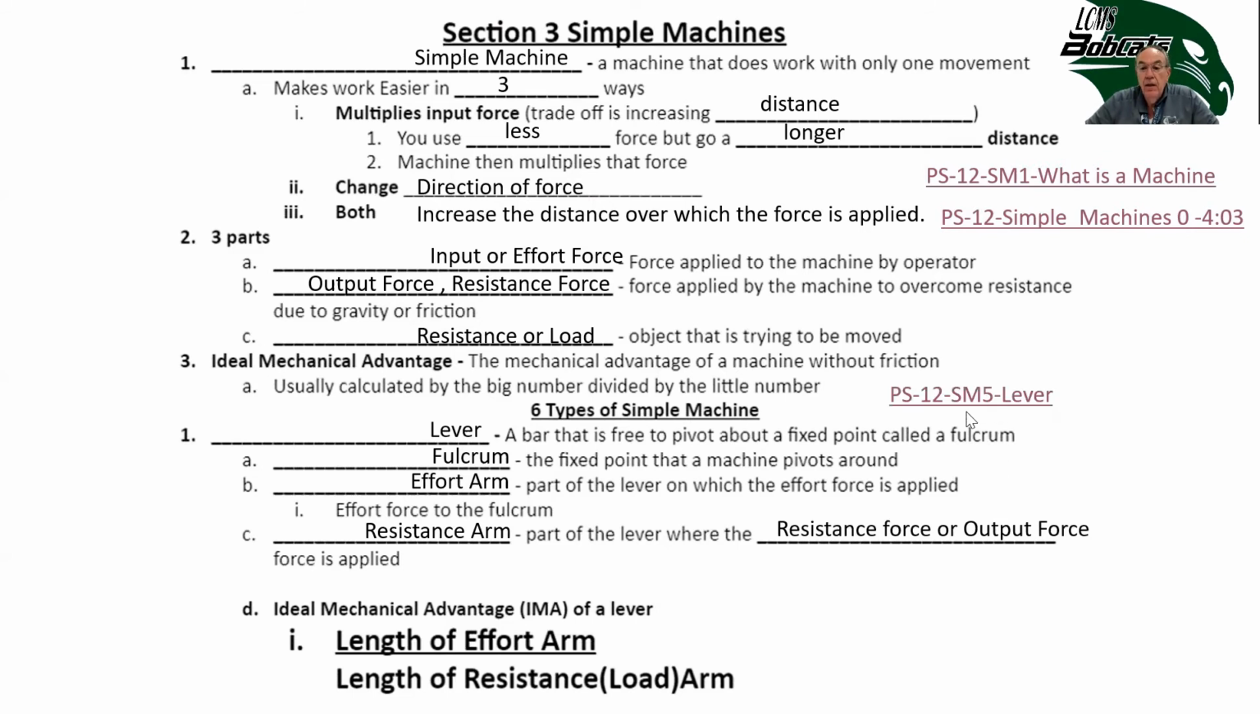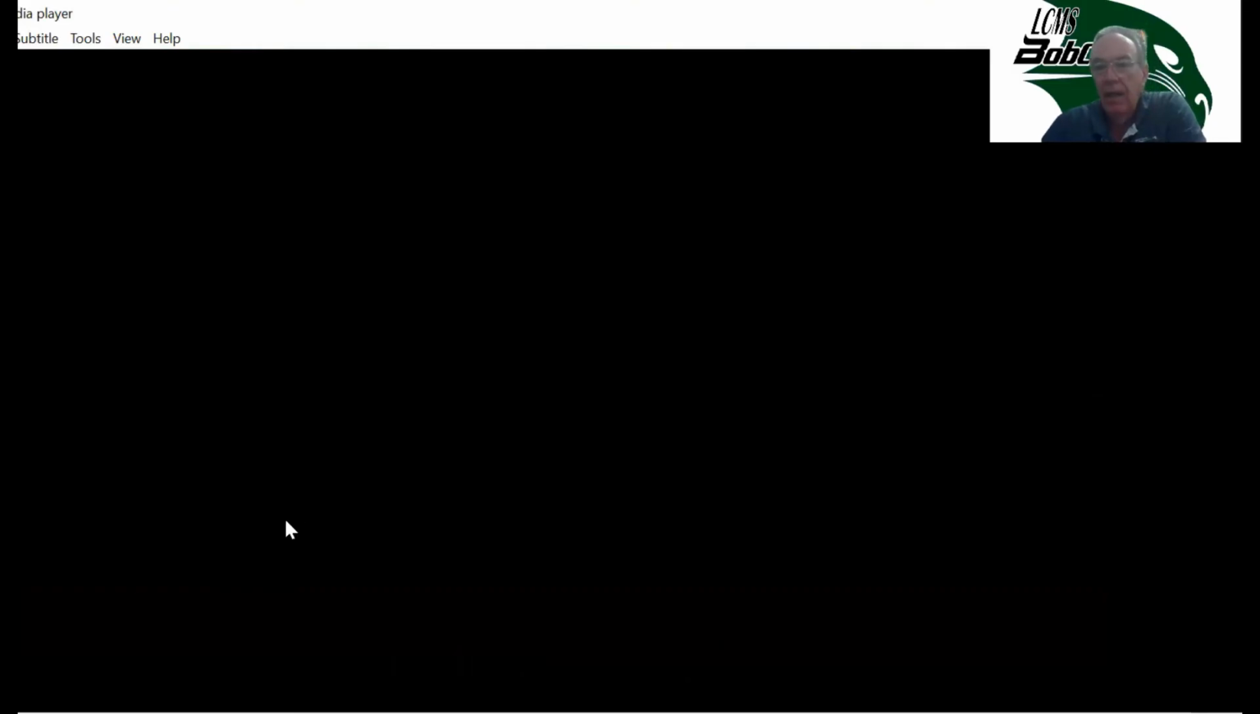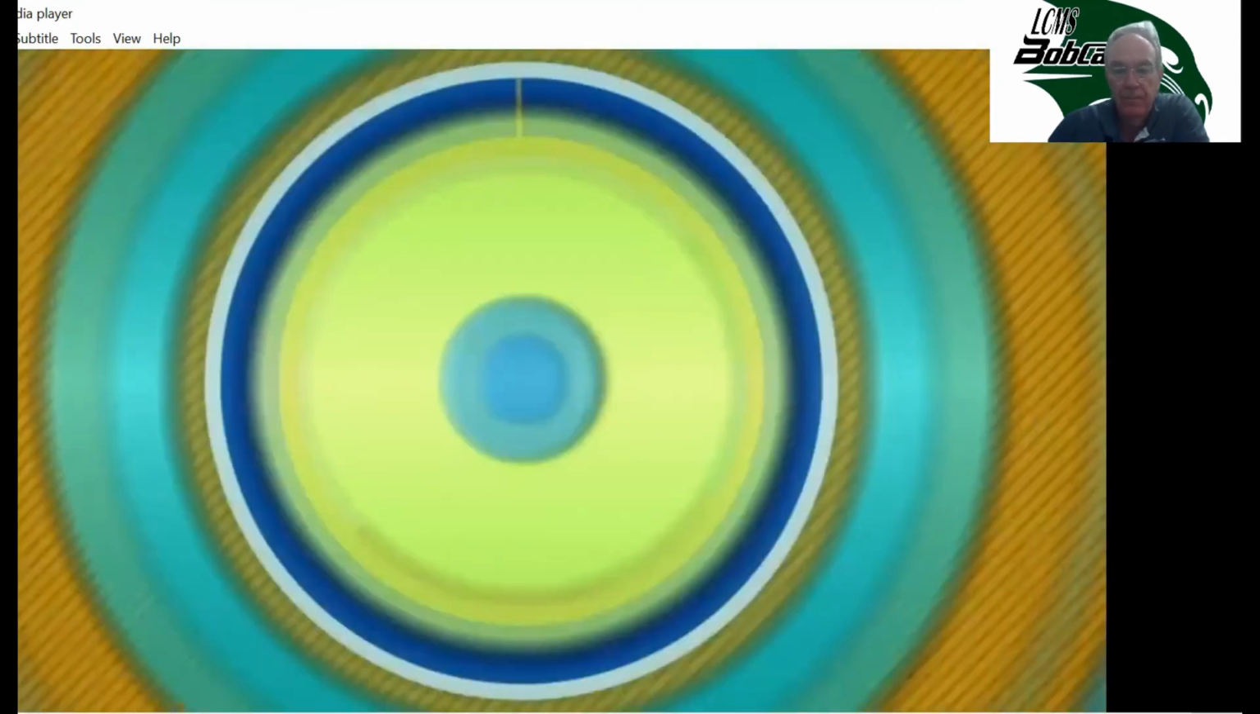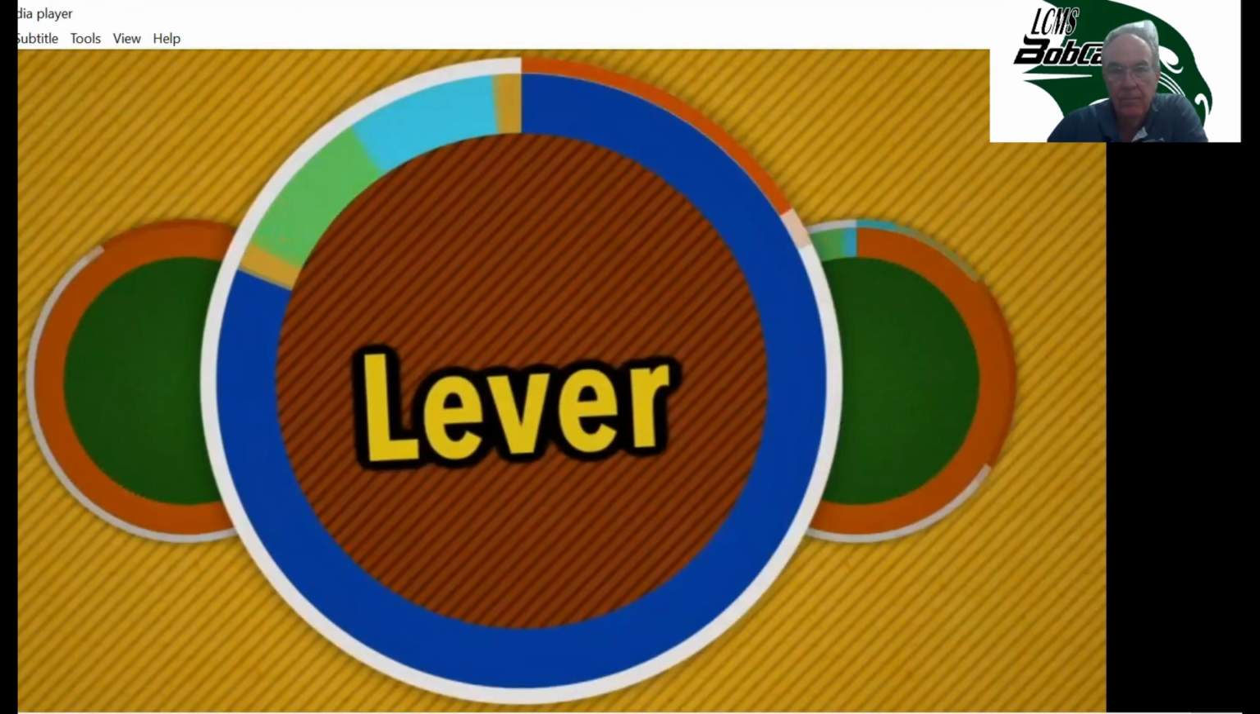So there's a short clip I want you to take a look at on levers. In this little video clip, we're going to look specifically at the lever.